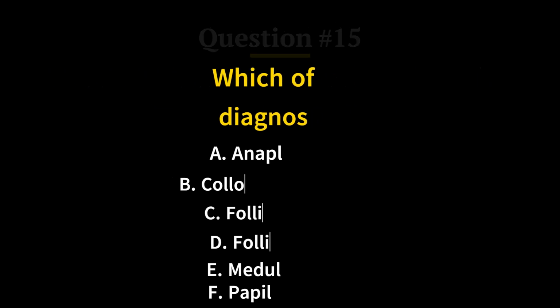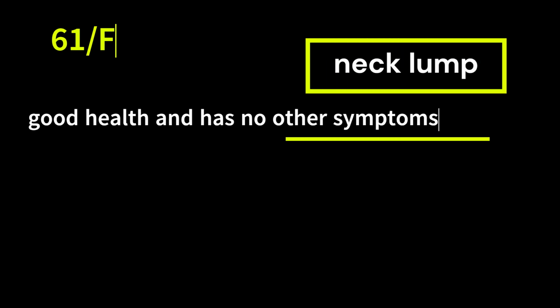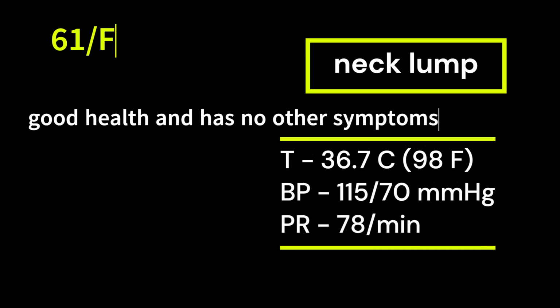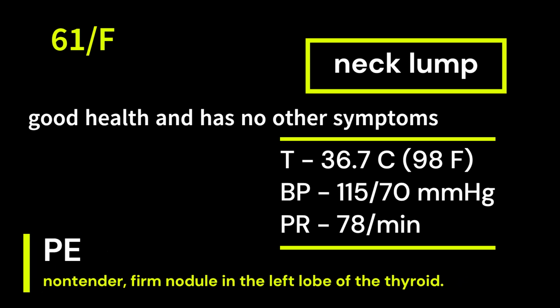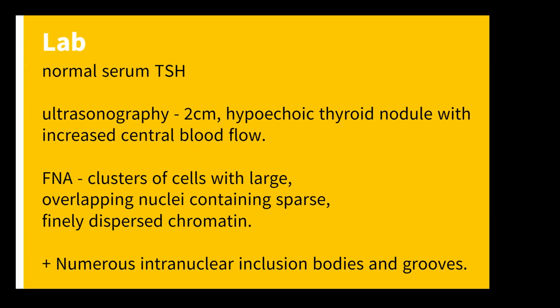The case scenario is: a 61-year-old woman comes to the office due to a neck lump. She is otherwise in good health and has no other symptoms. Temperature is 36.7 degrees Celsius, blood pressure is 115/70, and pulse rate is 78 per minute. On physical examination, there is a non-tender, firm nodule in the left lobe of the thyroid. Laboratory results show a normal serum TSH level.